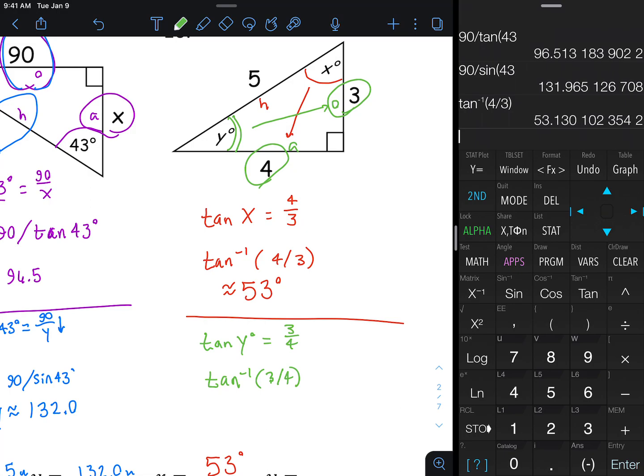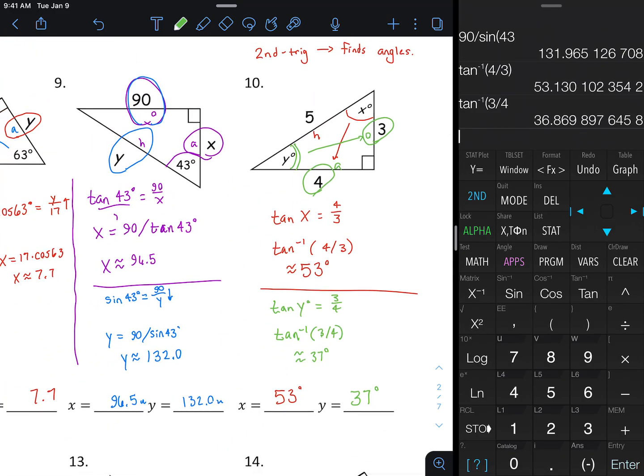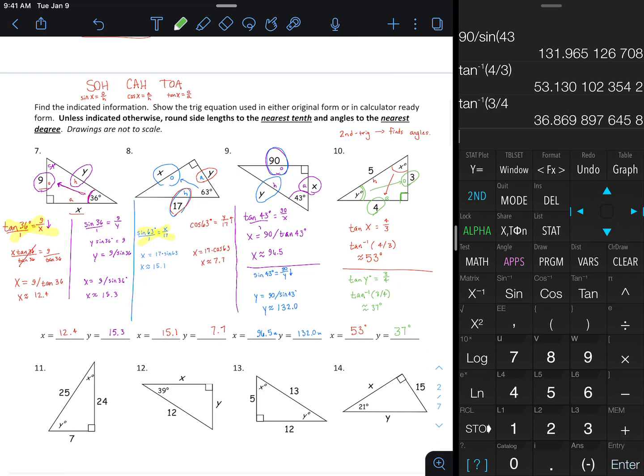Make sure you type it in correctly. Sometimes my finger's a little too big. And hopefully that's the 37. Yep, that'll be roughly 37 degrees. And remember, these two angles need to add up to 90 degrees, or you could even add the 90 to that and say all the angles add up to 180. So that is that little section right there.